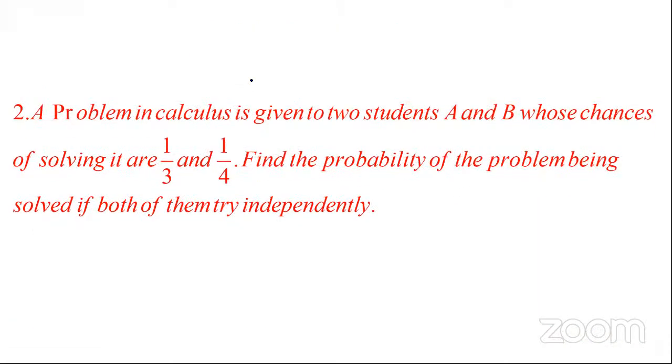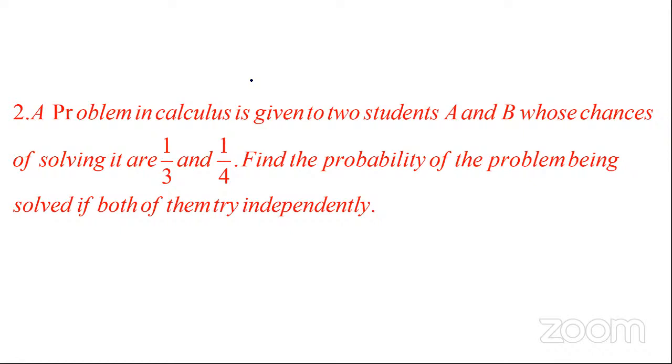So the last question. A problem in calculus is given to two students A and B whose chances of solving are 1/3 for A and 1/4 for B. Find the probability of the problem being solved when both of them try independently. So P of A equals 1/3, P of B equals 1/4. Independently means these are independent events, so P of A intersection B equals P of A into P of B.